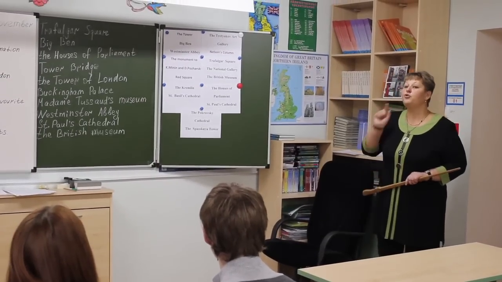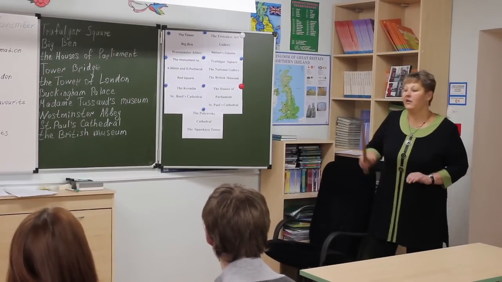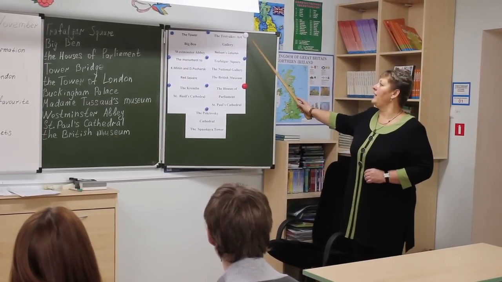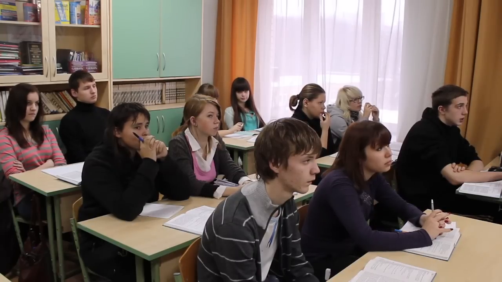Your task is to choose London sites. Irina, please read all of these names. The Tower. Big Ben. Westminster Abbey. The Monument to Minin and Pozharsky. Red Square. The Kremlin. St. Basil's Cathedral. The Tretyakov Art Gallery. Nelson's Column. Trafalgar Square. The National Gallery. The British Museum. The Houses of Parliament. St. Paul's Cathedral. The Pokrovsky Cathedral. The Spassky Tower. Remember, your task is to choose London sites.